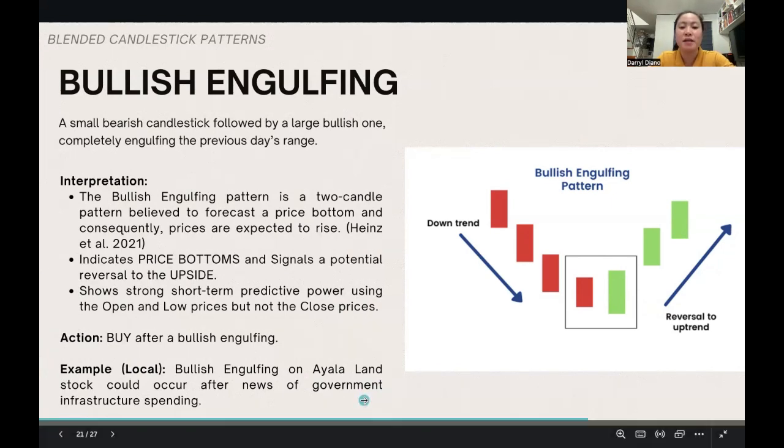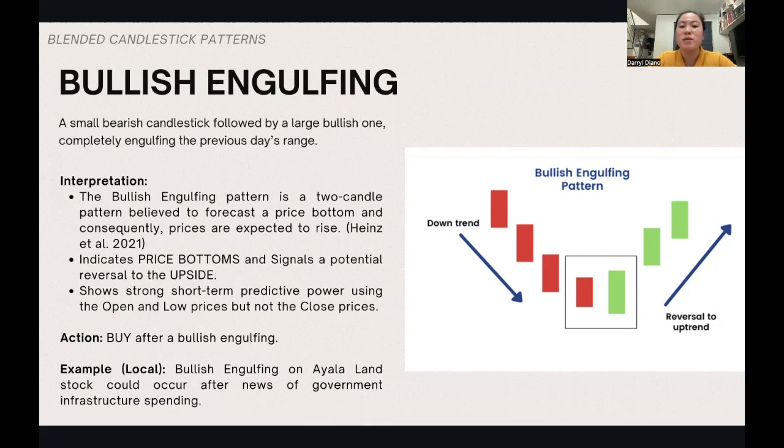First up is the engulfing pattern. It's a classic reversal signal. When blended, this pattern shows a large candle that completely engulfs one or more previous candles. It shows a strong short-term predictive power using the open and low prices, but not the closest prices.